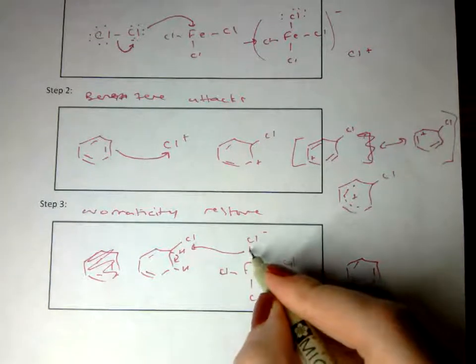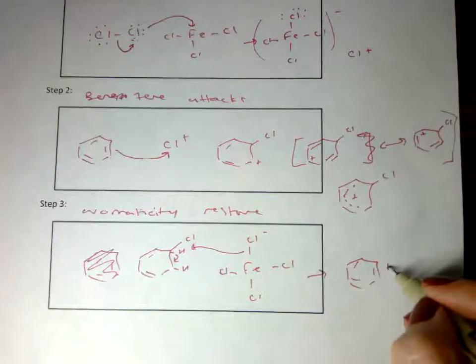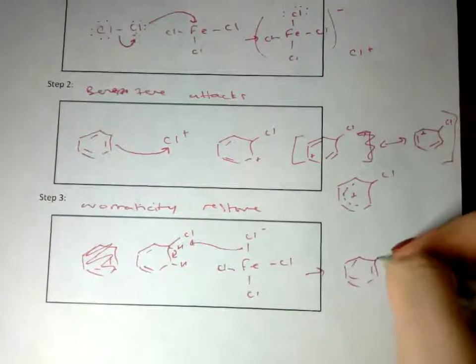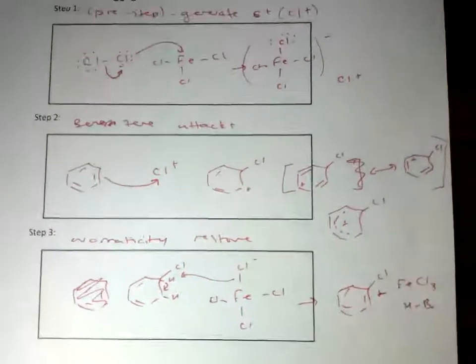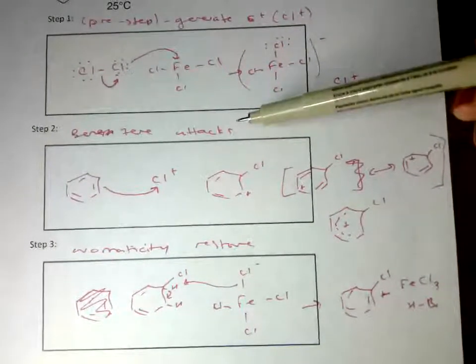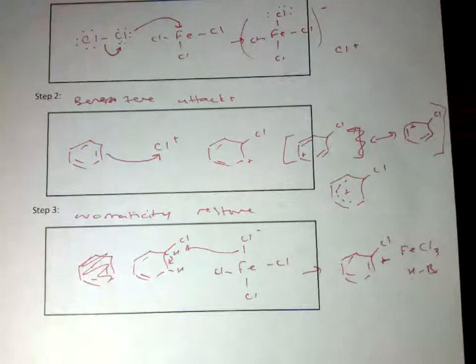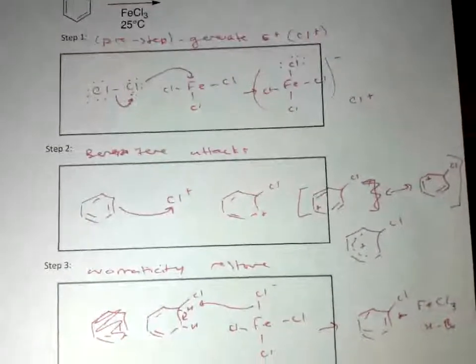And usually it comes from this chlorine right here that will be what attacks. And you end up with FeCl3 again, and then like an HCl in the solution. And this is chlorinated. So those are the three main steps: generate the electrophile, the benzene attacks, and then aromaticity is restored. That's how I remember it. And you do need to show the curved arrows to get full credit on questions like this, both on quizzes and on exams.